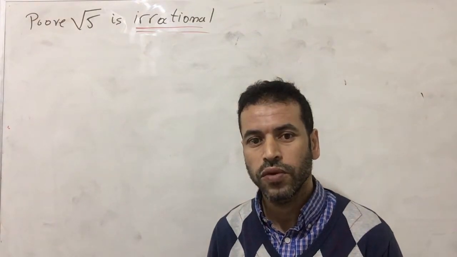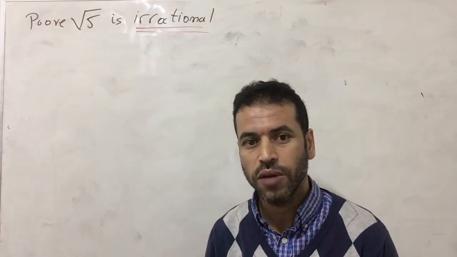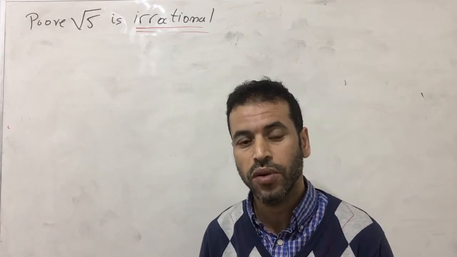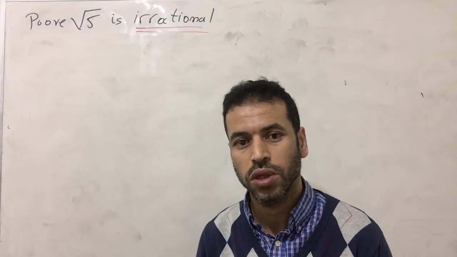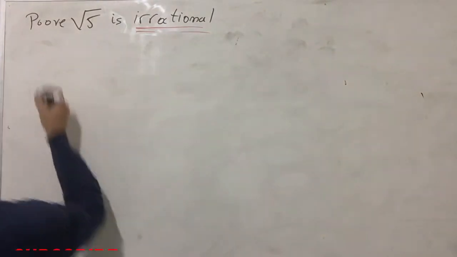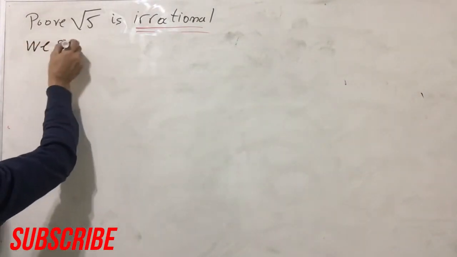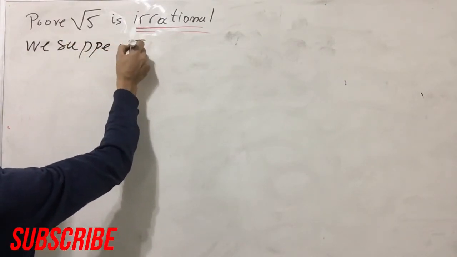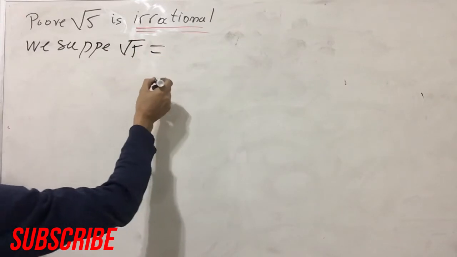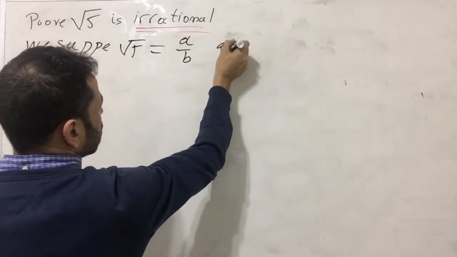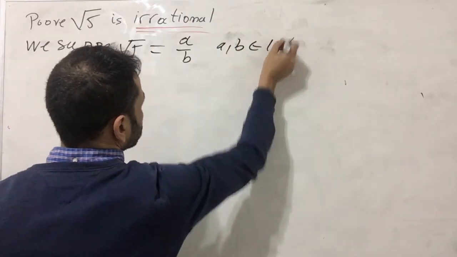In order to prove square root of 5 is an irrational number, we are going to assume square root of 5 is a rational number, then we drive towards a contradiction. Let's suppose that square root of 5 is a rational number, which is written in this form: a over b. A and b are natural numbers.